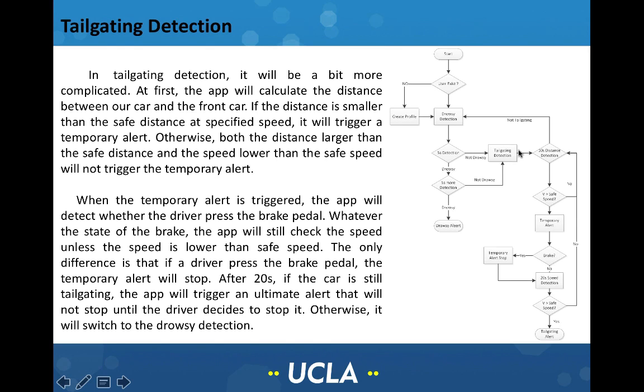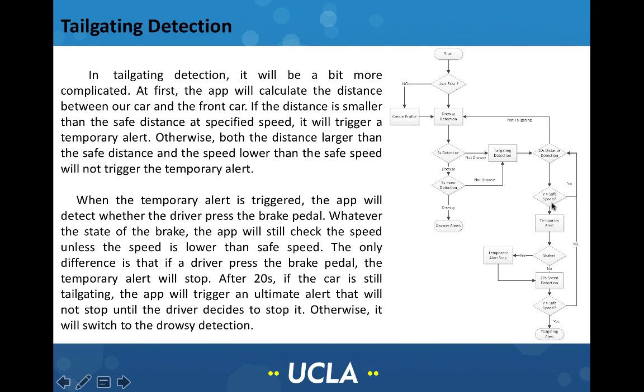In the tailgating detection, it will be a bit more complicated. At first, the app will calculate the distance between our car and the front car. If the distance is smaller than the safe distance at the specified speed, it will trigger a temporary alarm. Otherwise, if the distance is larger than the safe distance or the speed is lower than the safe speed, it will not trigger the temporary alarm.